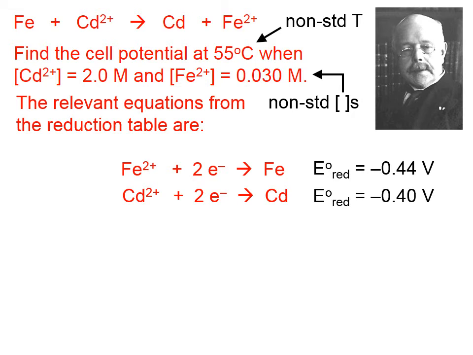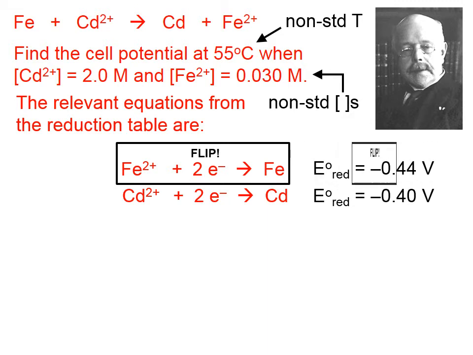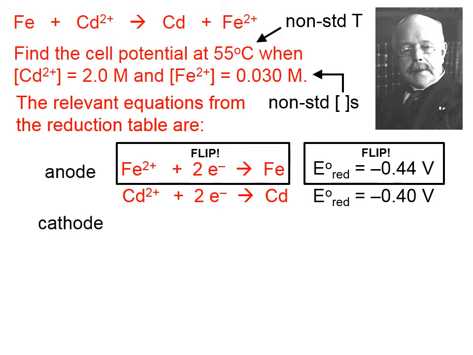What do we do with all of this? If we look at the equation at the top of the screen, we notice that the cadmium is running as a reduction, whereas the iron is running as an oxidation. In other words, this equation in the real situation is running backwards, which means we're going to need to change the sign on the standard potential for that equation.